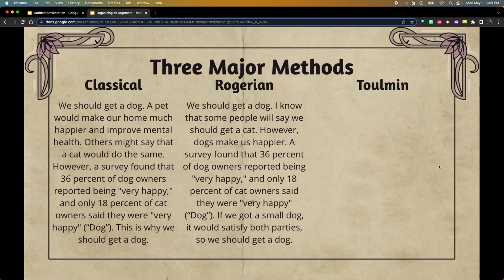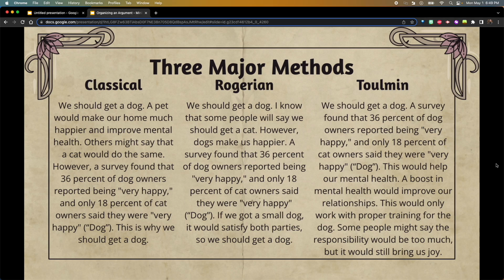Lastly, the Toulmin method is a little bit more detailed, but with the same topic. We should get a dog. My claim, my grounds, where I provide my evidence. A survey found that 36% of dog owners reported being very happy and only 18% of cat owners said they were very happy. Now my warrant, where I explain my evidence. This would help our mental health. Now I'm going to my backing, where I broaden out my explanation. A boost in mental health would improve our relationships.